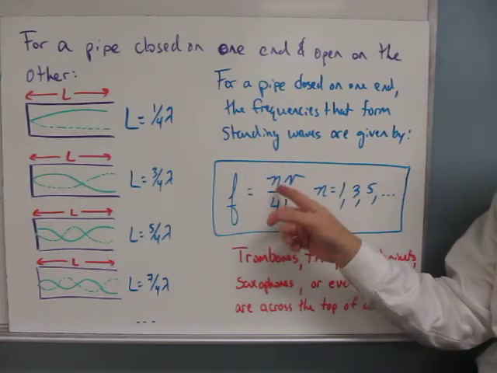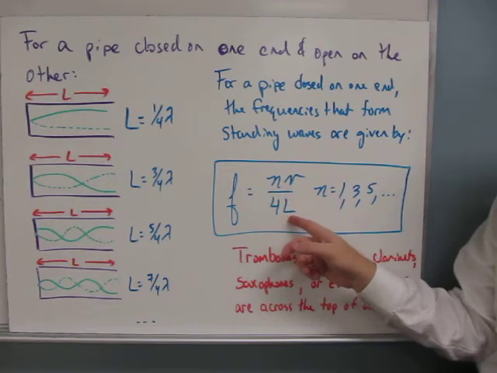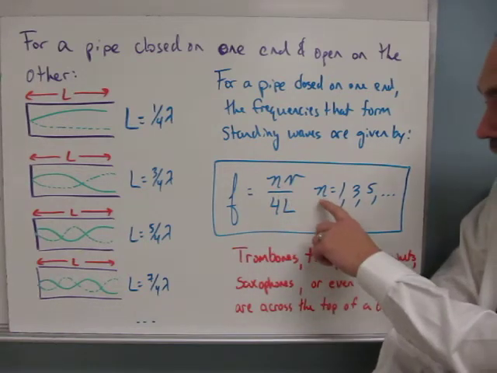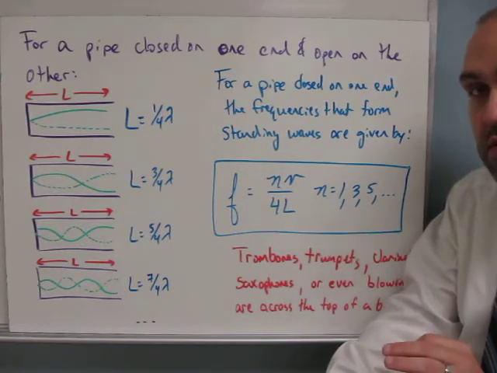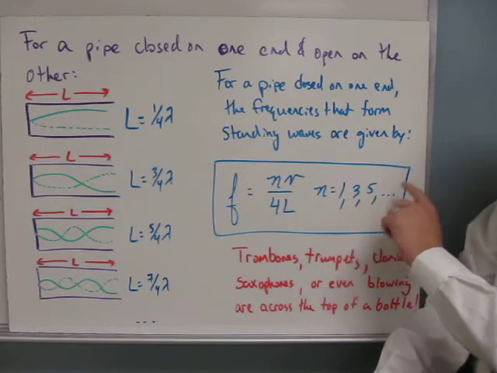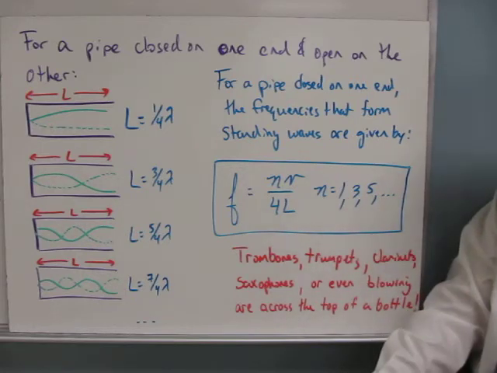It says f equals nv over 4L, not 2L, but 4L. And now the n is an odd positive integer. So not all of the integers, just the odd ones, just the odd positive ones. 1, 3, 5, 7, 9, and so on.